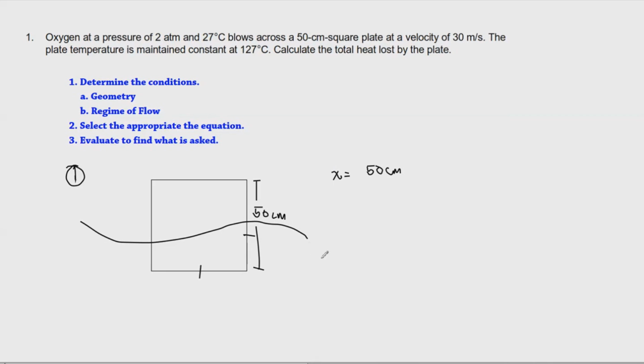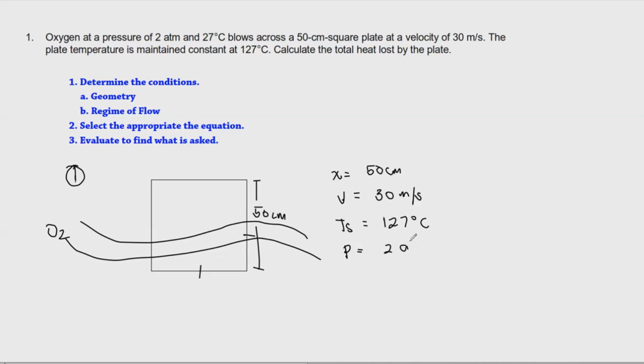So imagine this is our oxygen blowing through this. Okay, so the velocity of our fluid is 30 meters per second, and then the plate temperature, T sub S, since that is the material, is 127 degrees Celsius. And then for our fluid, we have the pressure at 2 atmospheres, and the temperature of our free stream, T infinity, is equal to 27 degrees Celsius. So that's all our given.